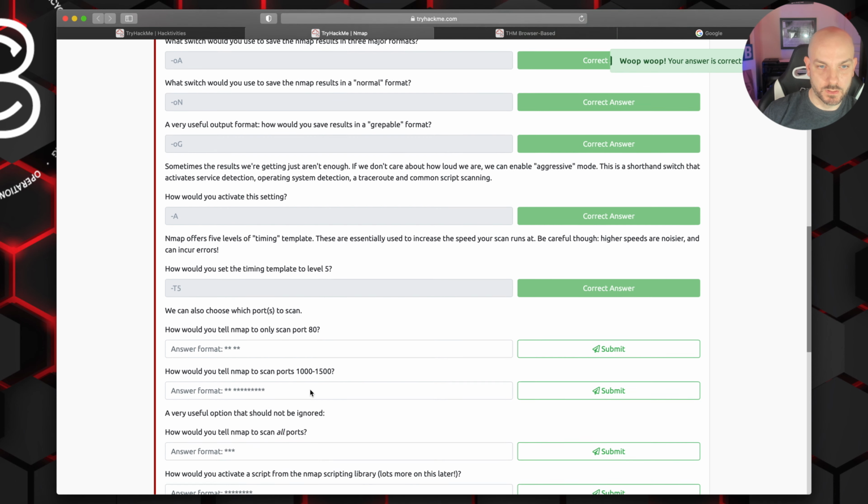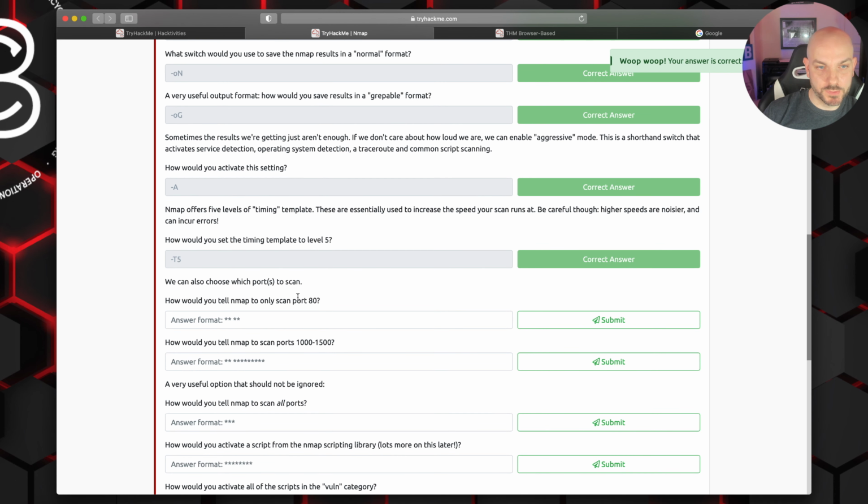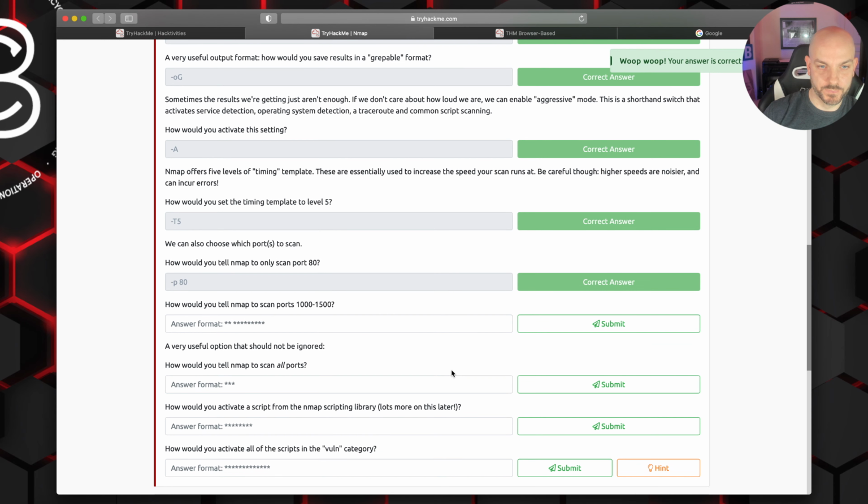Cool. We can also choose which ports to scan. I believe that is going to be -P and then the port number that you want. Cool. How would you tell NMAP to scan ports 1000 through 1500? Going to be similar thing. Think like that.